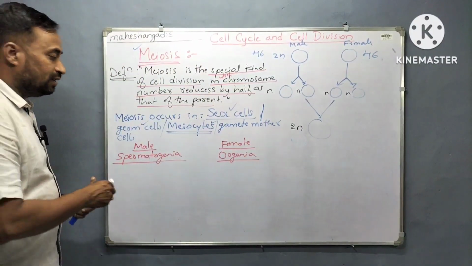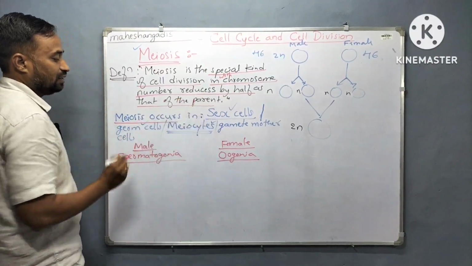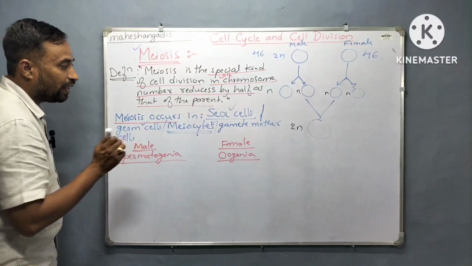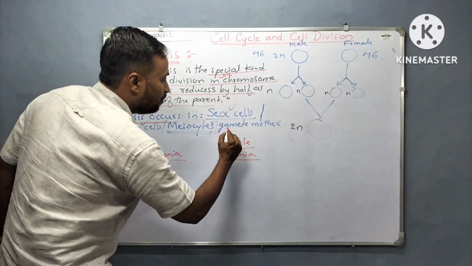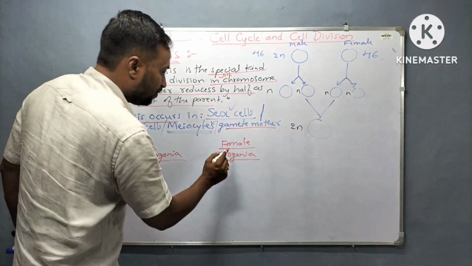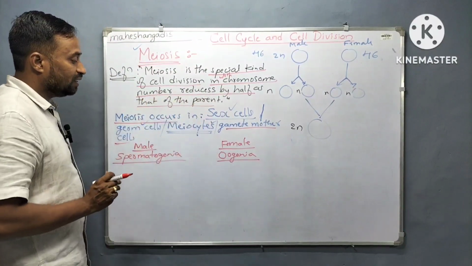Got it? See here, where does meiosis occur? Meiosis occurs in the sex cells. Which are the sex cells in males? In case of male, spermatogonia are the sex cells or germ cells. We can even term them gamete mother cells. Whereas in case of female, oogonia are considered as the gamete mother cells.